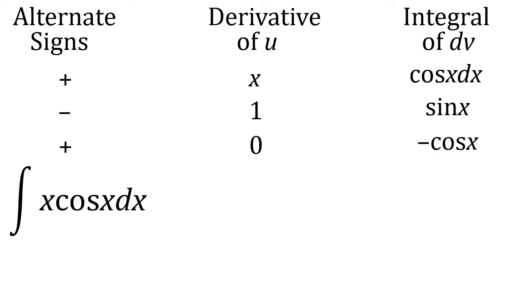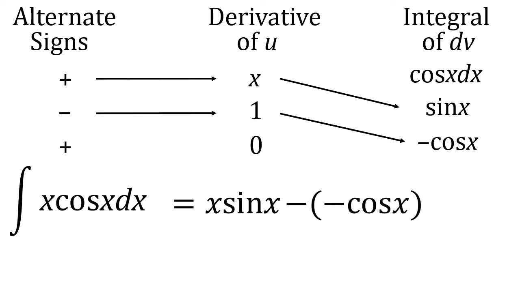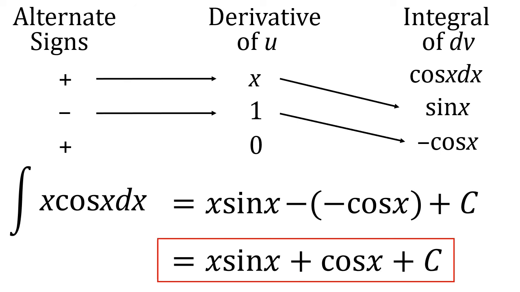So this is how tabular integration by parts will look like. Positive x times sine x is positive x sine x. And our second term, negative 1 times negative cosine x. So negative cosine x will become positive. By the way, let's not forget the C, the constant of integration. So now we have x sine x plus cosine x plus C, and this is our answer. If you compare this with our first example using the conventional method of integration by parts, you get the same answer.